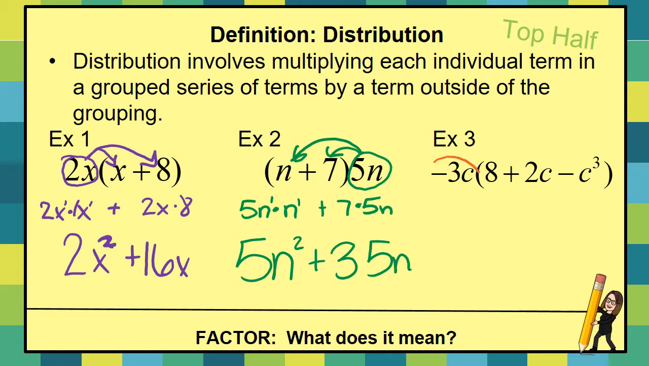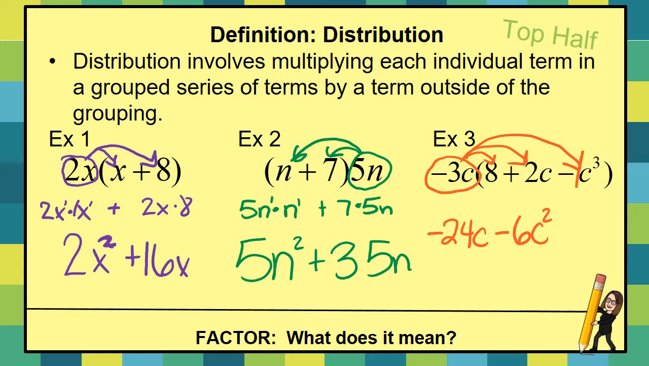Example 3. Here you'll notice I have a negative and 3 terms to distribute. Okay. Now we're getting to the point where I don't want to show my work because it is a lot to write. So let's talk this through. I have a negative 3c times a positive 8. A negative times a positive is a negative. An 8 times a 3 is a 24, and I have a 1c value. Let's look at the next term. I have a negative 3c times a positive 2c. A negative 3 times a positive 2 is a negative 6. C times c, c squared.